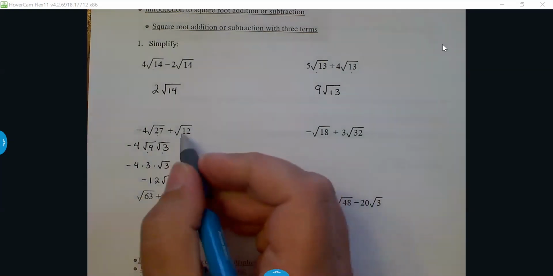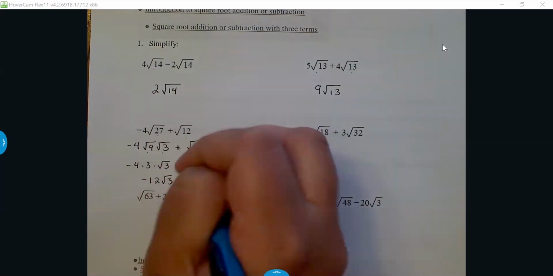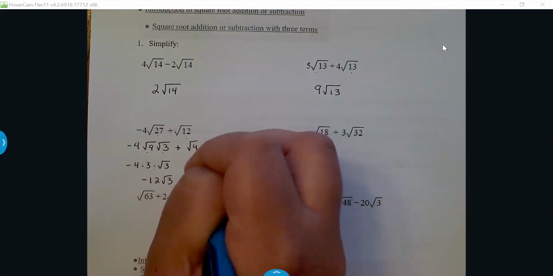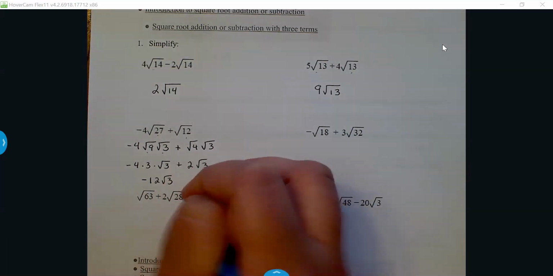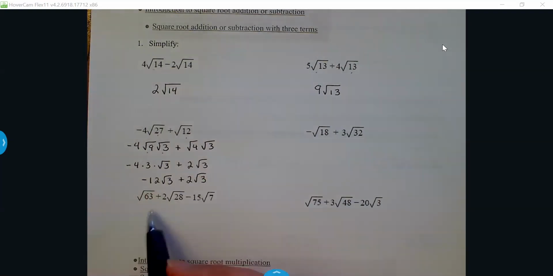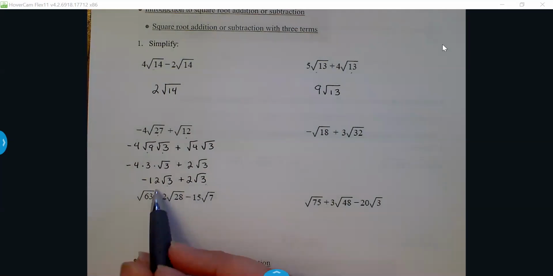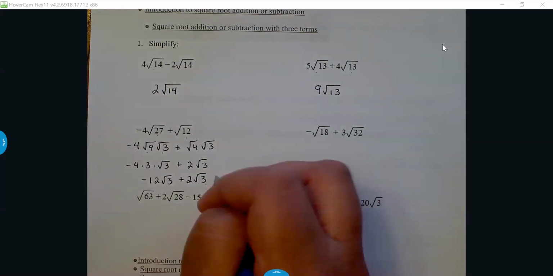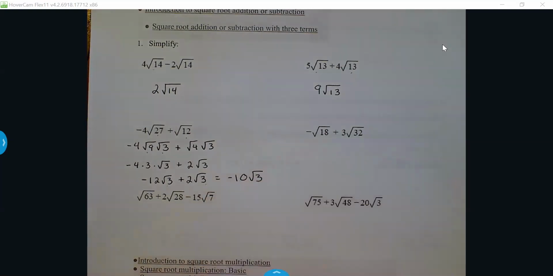Now we have to do the same thing with the square root of 12. So the square root of 12 would become the square root of 4 times the square root of 3. And the square root of 4 is 2. So we're looking at this new problem being negative 12 times the square root of 3 plus 2 times the square root of 3. So now that these square roots are the same, we can just add the coefficients together. So negative 12 plus 2, we would have negative 10 times the square root of 3 for our answer.